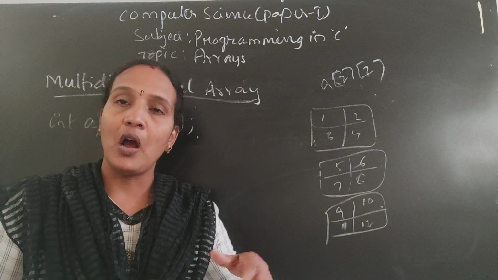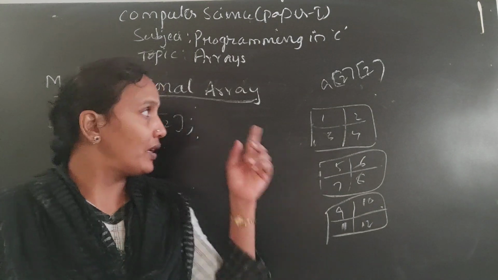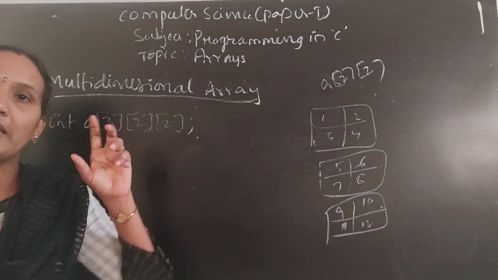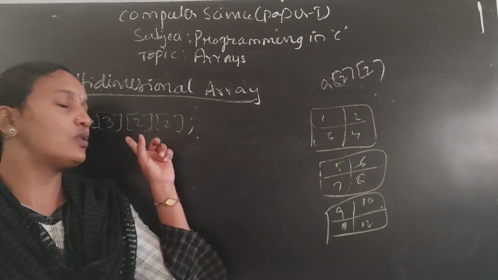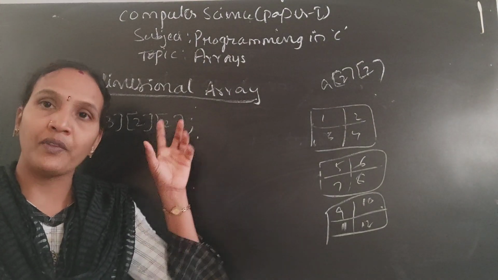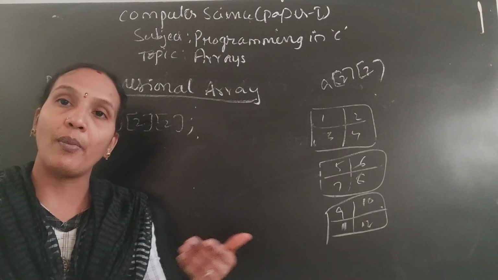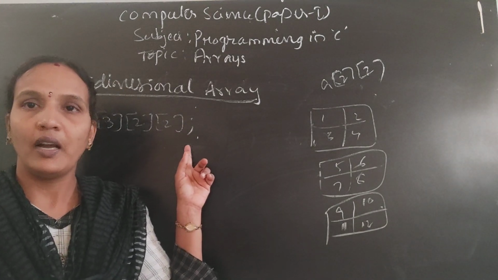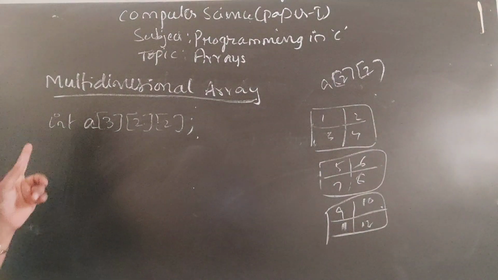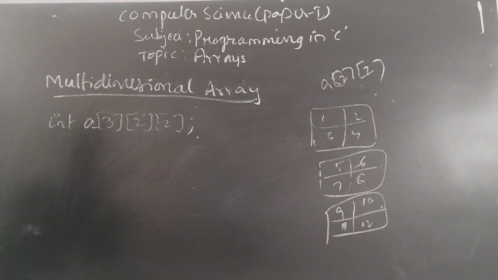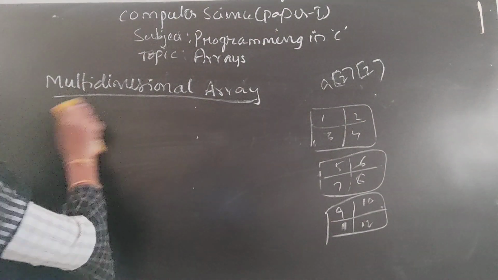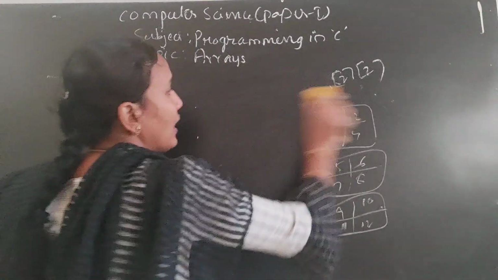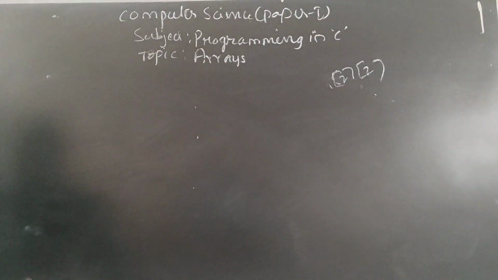We'll give how many tables you want. That is the first subscript. In each and every table, how many rows do you want? That is the second subscript. In each and every table, how many columns do you want? That is the third subscript. Okay. Again here, we'll go to the initialization: how to declare a multi-dimensional array and how to initialize it.